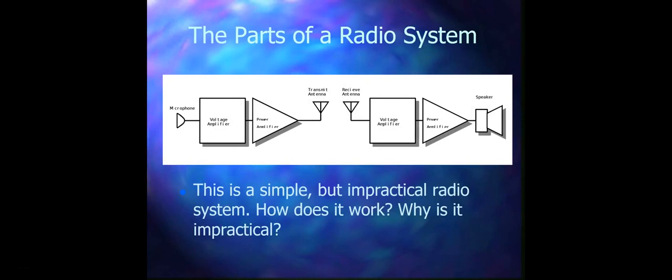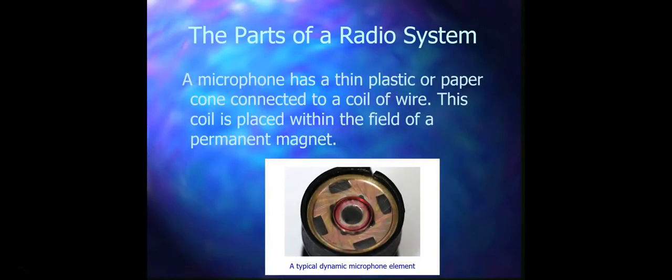Now come the parts of a radio system. These are the simplest key elements of a radio system which you see on the slide. Starting from the microphone, it converts the pressure variation in a sound wave into electrical energy. This microphone has a thin plastic or paper cone connected to a coil of wire. For that, first of all, I'll give you the example. I'll move on to the next slide, and we'll come back to the previous slide again.